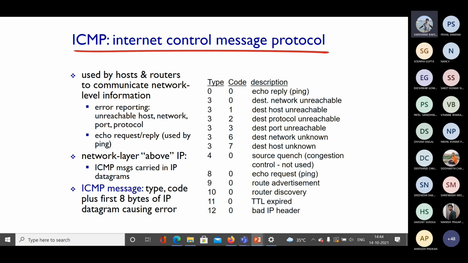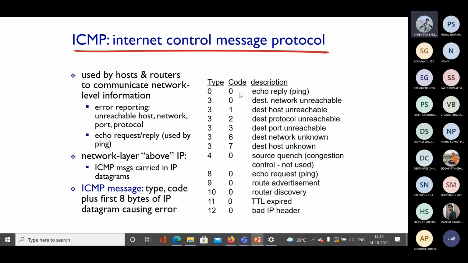Okay. So the ICMP messages are basically carried in the IP datagrams. So what does an ICMP message consist of? It consists of the ICMP type, which is a number that defines the type of message that is being transferred. And there is a corresponding code related to that. And then you have the first 8 bytes of the IP datagram that will say what's causing the error.